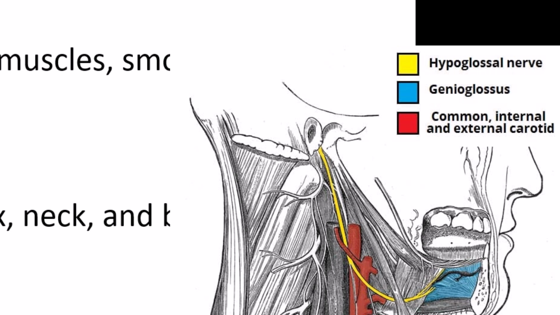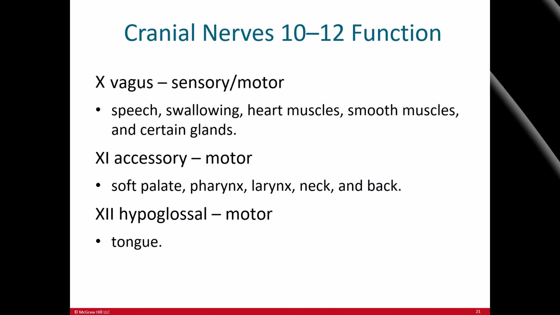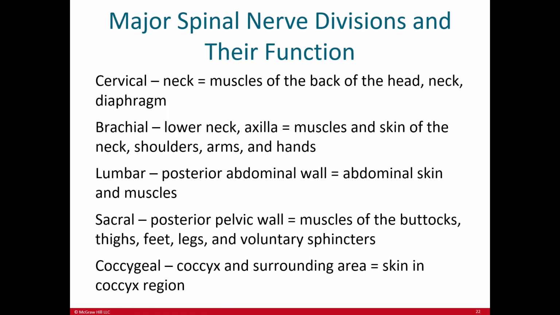Remember, -al is pertaining to, hypo is below, glosso is our word part for tongue. So this is pertaining to below the tongue, which is where that nerve is.